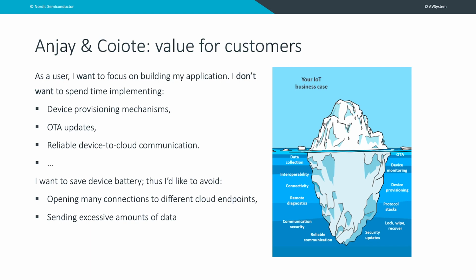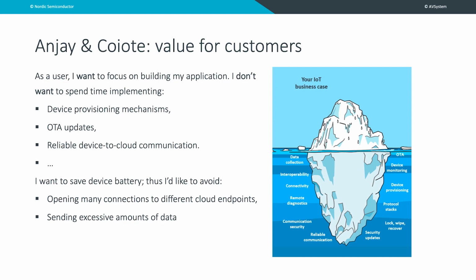At the same time, if you want to build a robust solution, there are plenty of things that you need to do yourself internally, for which your customer will not appreciate you. They will just take it for granted. These are, for example, reliable data collection, reliable connectivity, security, over-the-air updates, mechanisms for device monitoring, mechanisms for device provisioning, and so on. In this picture on the right, these are all the things that are below the surface of the iceberg.